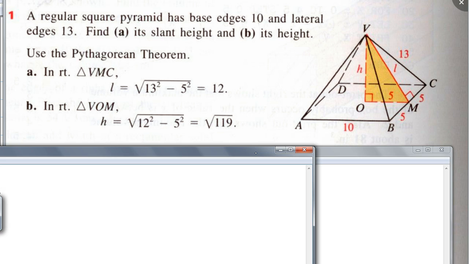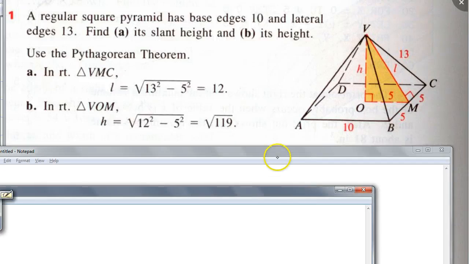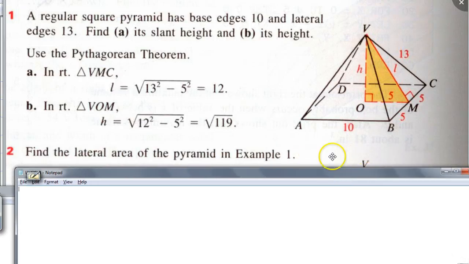How many people got square root of 119? Very good. Okay, because you get another right triangle over here, right? Easy enough? All right. So once I have this, then we're gonna ask you to find the lateral area. So this is example 2. How would you find the lateral area of this regular square pyramid?